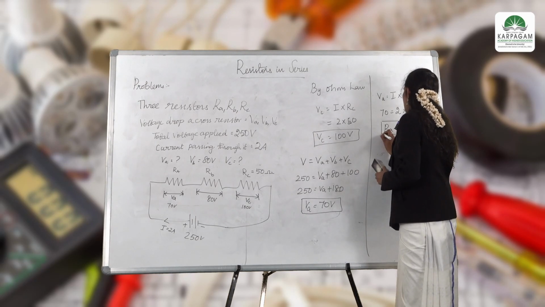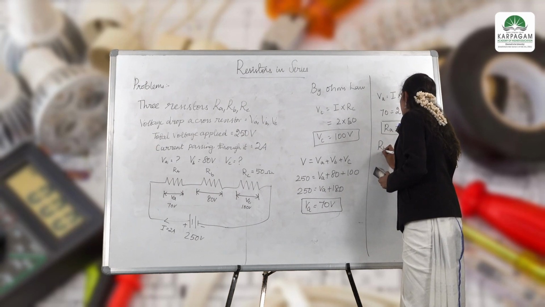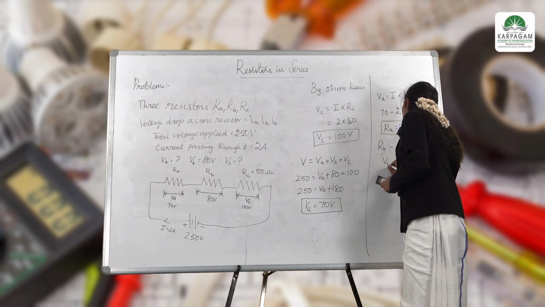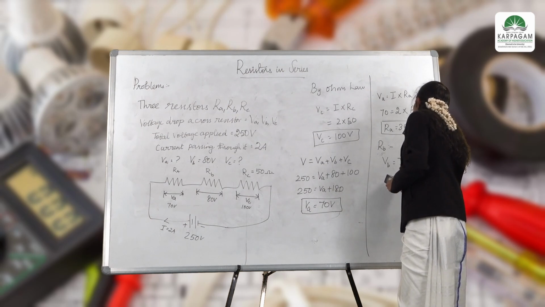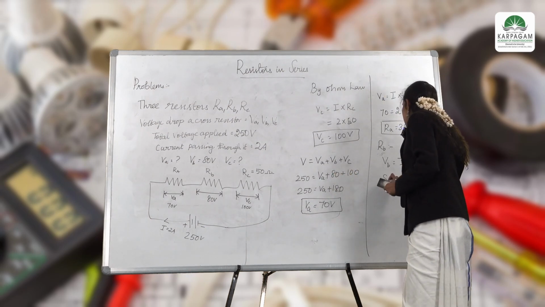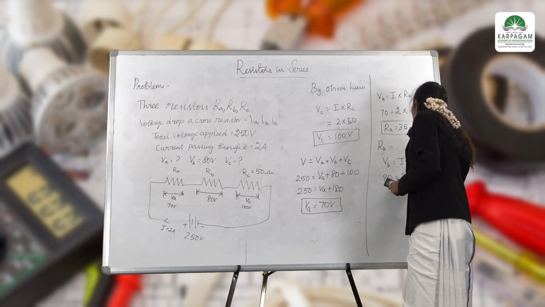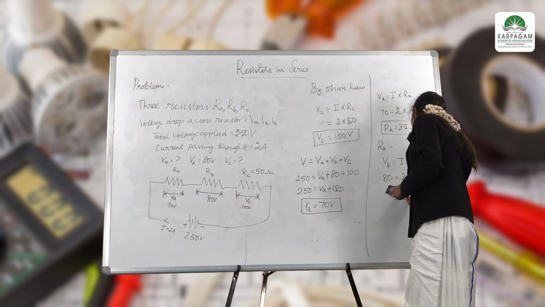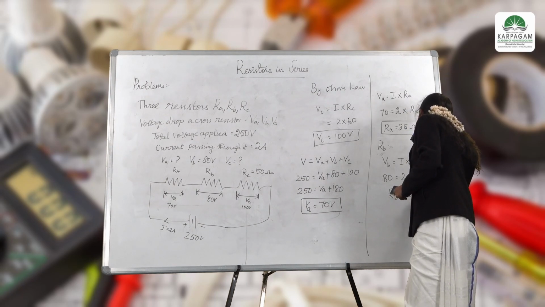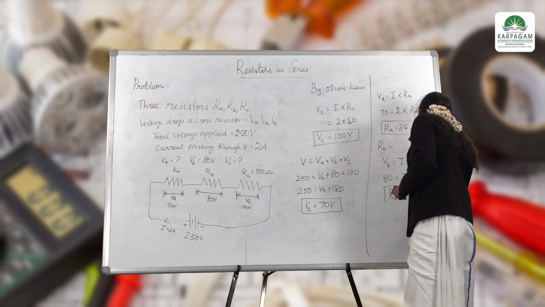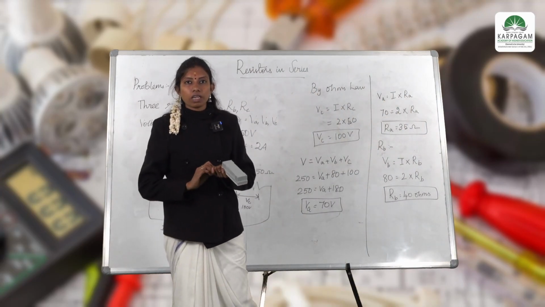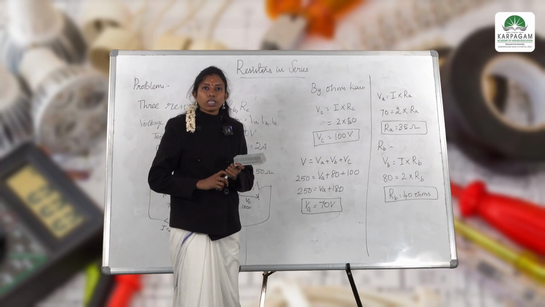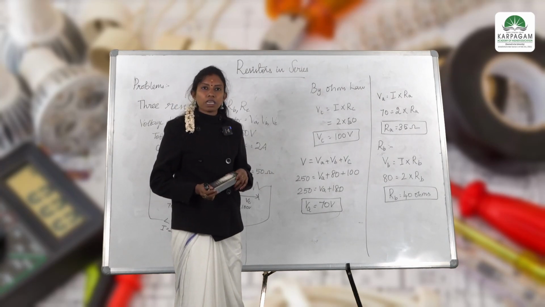The next thing is I need to find the value of RB. This is also written as VB is equal to I into RB. VB is 80 and current is 2, and RB I need to find out. So RB will be equal to 40 ohms. Finally, VA, VB, VC done, RA, RB, RC done. This is how we need to calculate the values in a series circuit. In the upcoming module we will discuss the parallel circuit. Thank you.